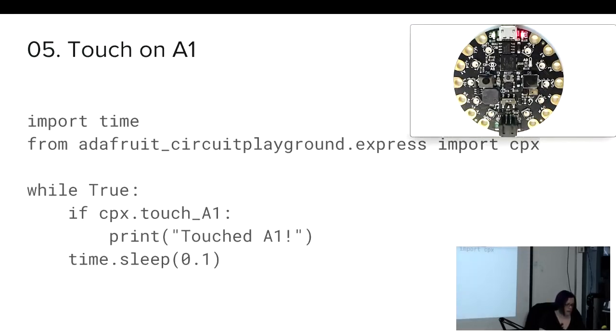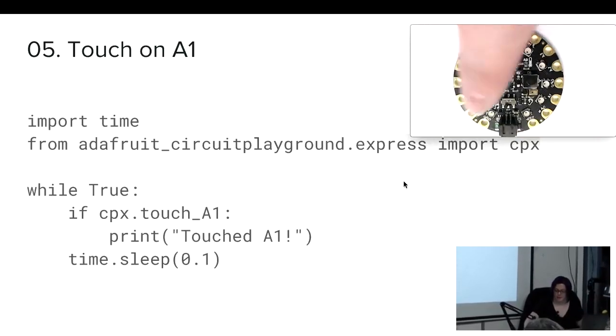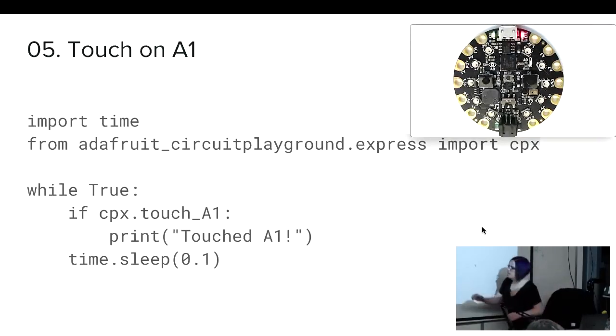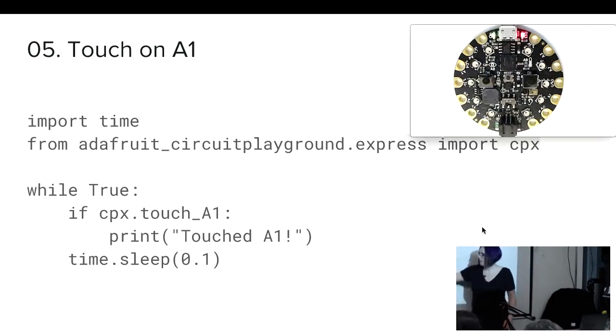So now we're actually going to use the serial console. Of these pads, there are 7 of them labeled A1 through A7 that are touch pads. They're capacitive touch responsive. So what this code does is it says if you touch A1, print this out.